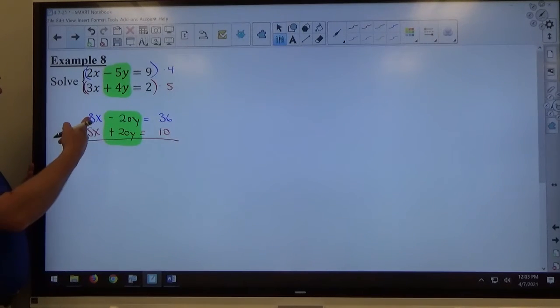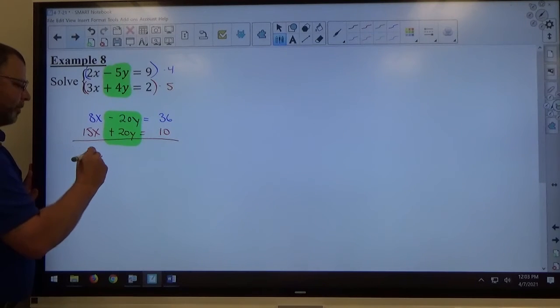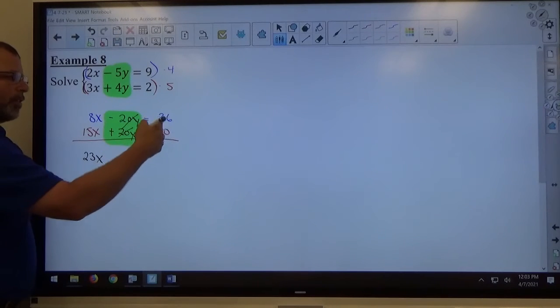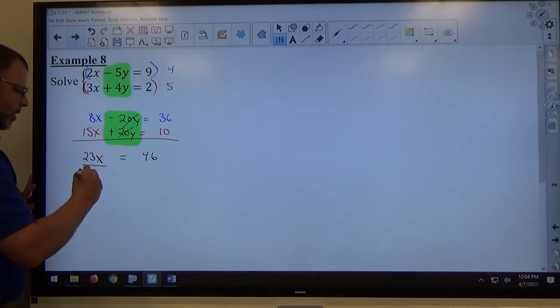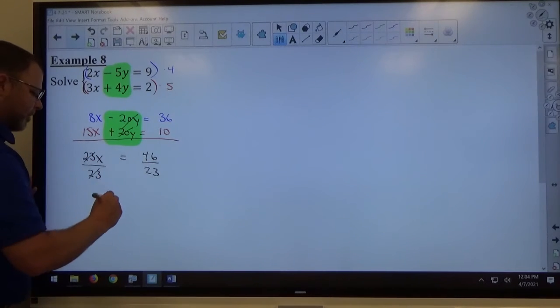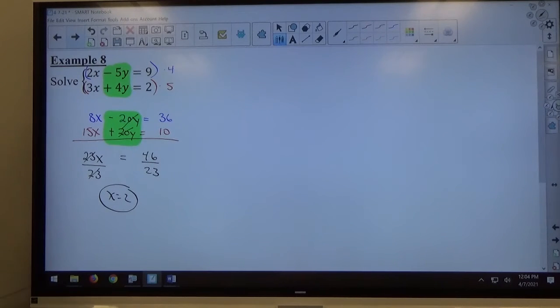I just add up the x's. 8x and 15x both positive makes positive 23x. Negative and positive 20y cancels. 36 and 10 makes positive 46. If 23x equals 46, we divide by 23, divide by 23. X ends up equaling 2. Okay. That's half of the answer.